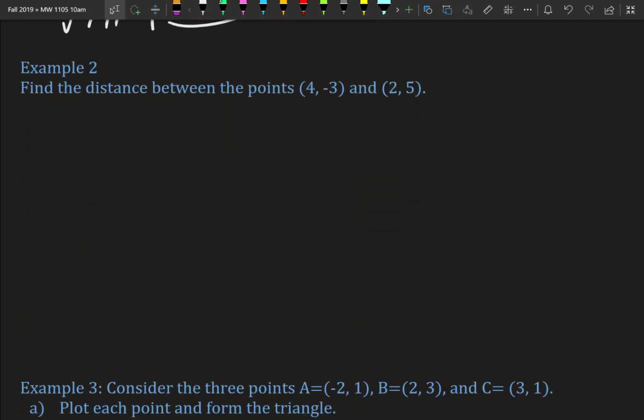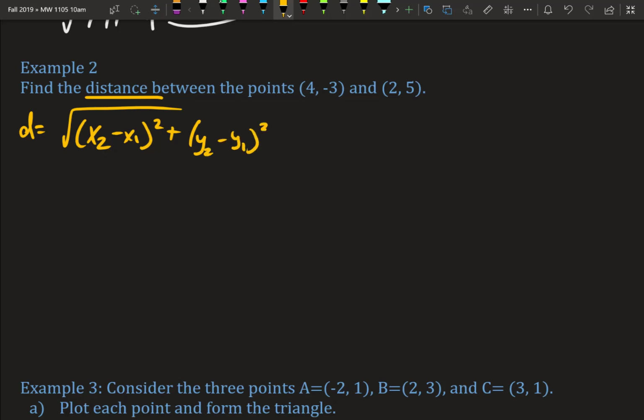Alright, let's do it again. I would encourage you to pause the video and try it on your own. So pause it, try it on your own, and then press play, and let's see if our stuff matches. So because it told me about distance, I'm going to do d equals the distance formula. So x2 minus x1 squared plus y2 minus y1 squared.